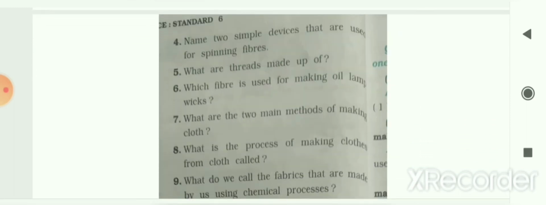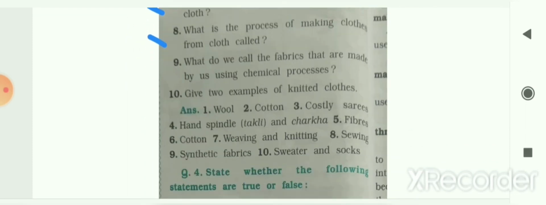The next is, name two simple devices that are used for spinning fibers. So hand spindle and charkha are used for spinning fibers. Next, what are threads made up of? So threads are made up of fibers. So the answer is fibers. Next, which fiber is used for making oil lamp wicks? So for that cotton is used. So cotton is your answer.